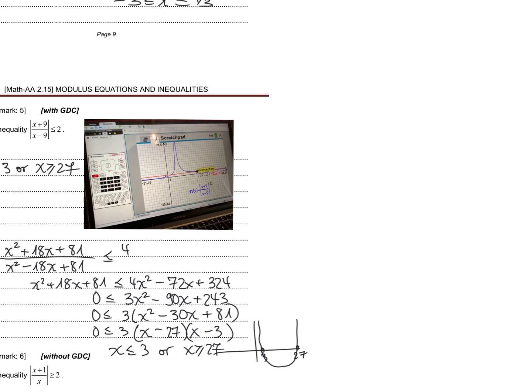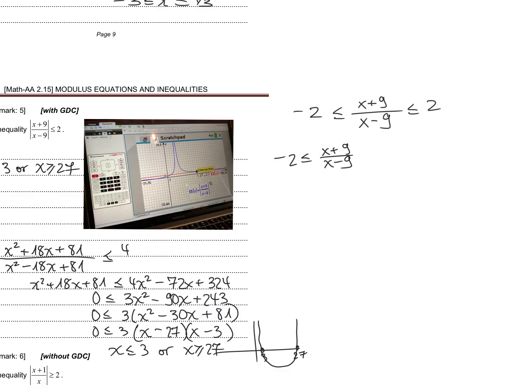So if we do this another way, I just want you guys to have all the ways. We can put this in between. We can take away absolute values because I'm putting it in between negative 2 and 2. So I'm going to deal with it separately. x plus 9 over x minus 9. And so we can do and, because it's an intersection, x plus 9 over x minus 9 less than or equal to 2.